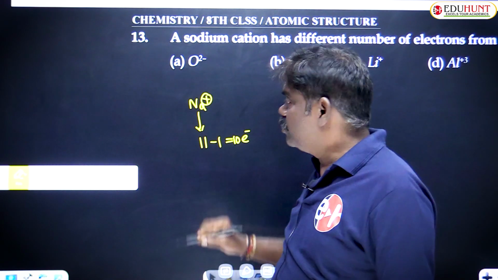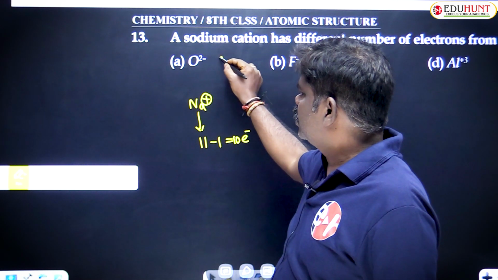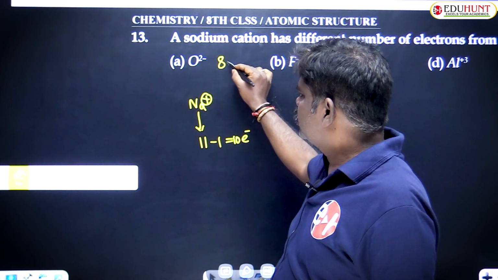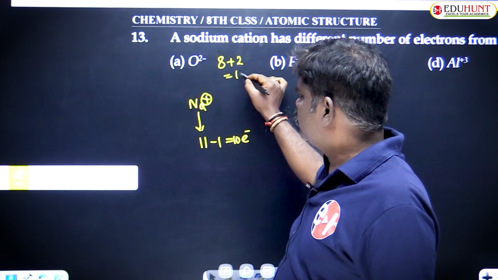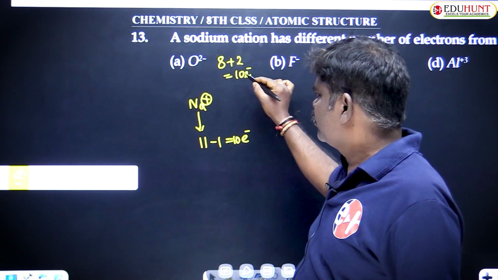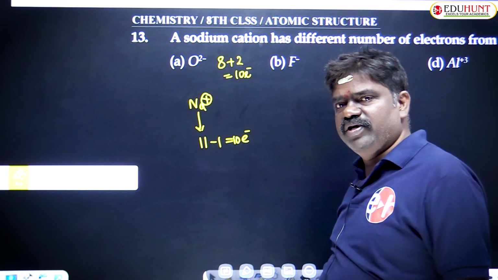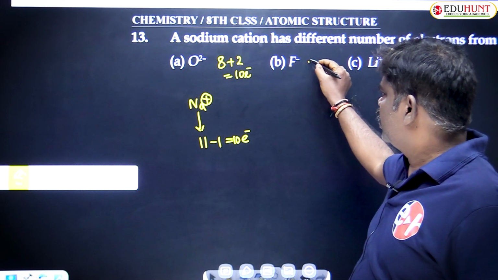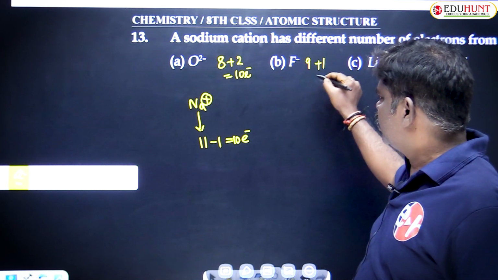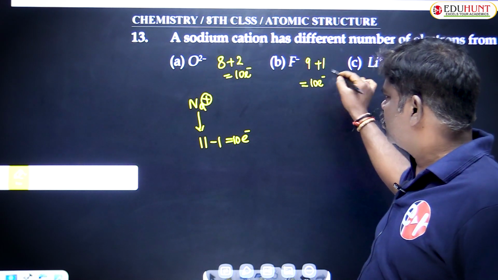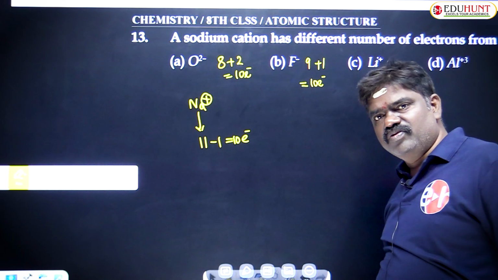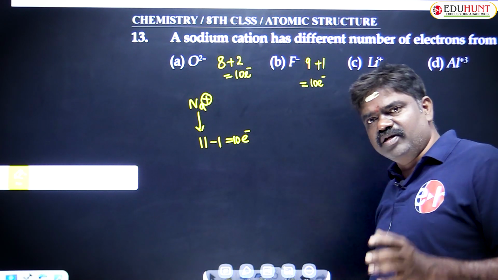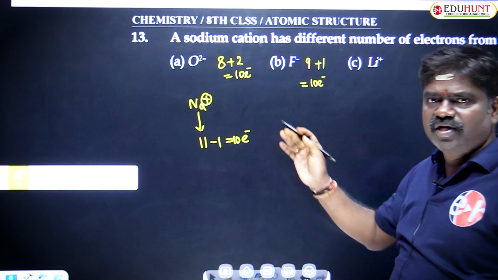If you take oxygen, what is the oxygen atomic number? It is 8. O2 minus means it takes 2 electrons, so oxygen contains 10 electrons. It is equal to sodium, not a different number, the same number. And fluorine atomic number 9 and F minus, plus 1, also contains 10 electrons. So sodium cation has an equal number of electrons with F minus.